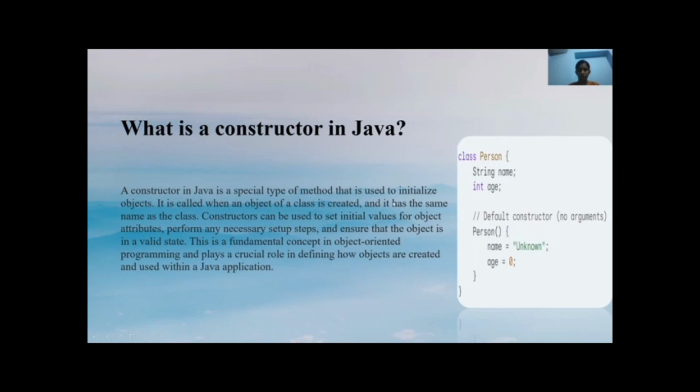And one more condition for a constructor is it doesn't return anything, and it has the same name as the class, and whenever an object is created, automatically the constructor is called. In this code you can see that there is no print statement, that is System.out.println, but if we use this constructor, a default constructor is used here. If we use this constructor, automatically a default value will be taken. If you print this code, you will get the output as unknown and 0.